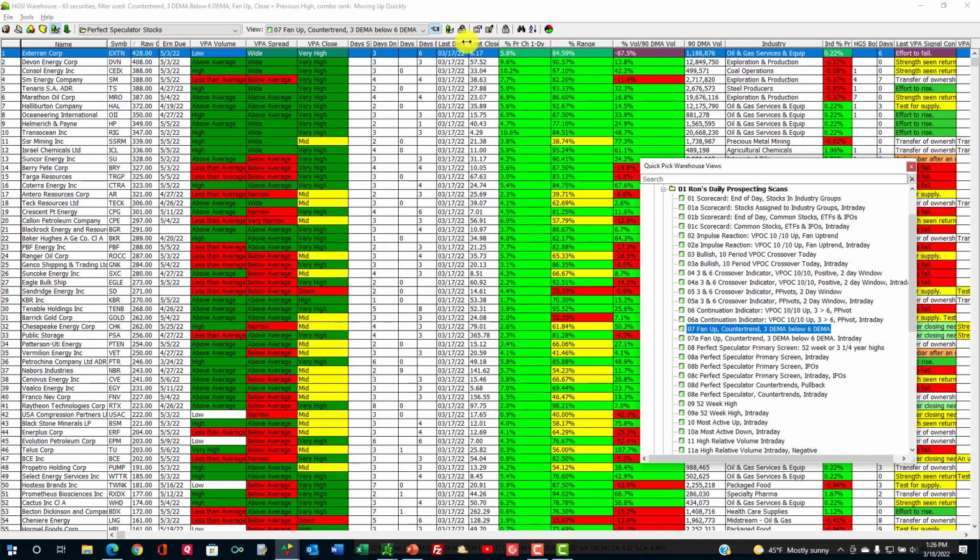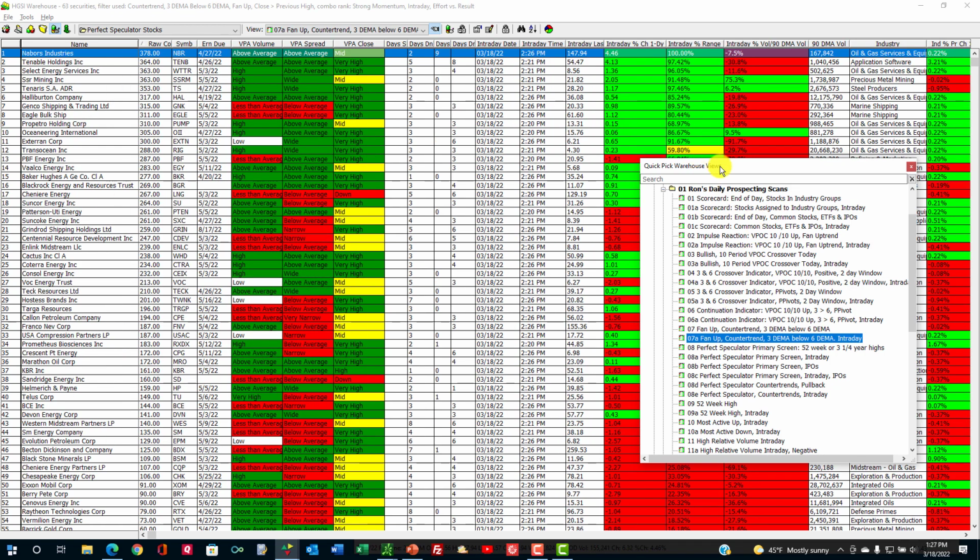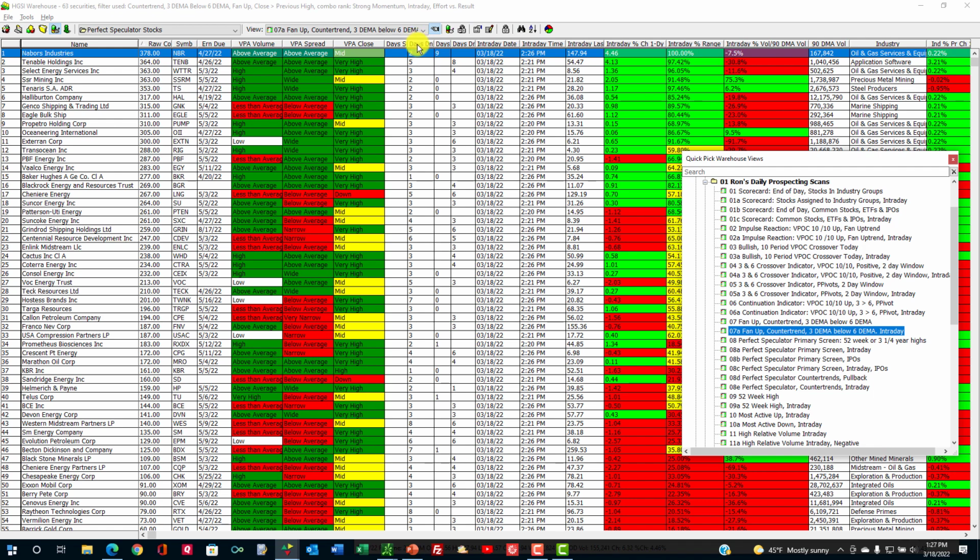This is the way it looked last night. And this is the way it looks today. So these are stocks whose 3-day exponential moving average is down below the 6. And this happened 3 days ago on Neighbors Industries. And the volume point of control has been positive for 9 days. So what does that tell me? It tells me that there has been a slight pullback in Neighbors Industries, and today it's up 4.46%, trading at 100% of its daily range.